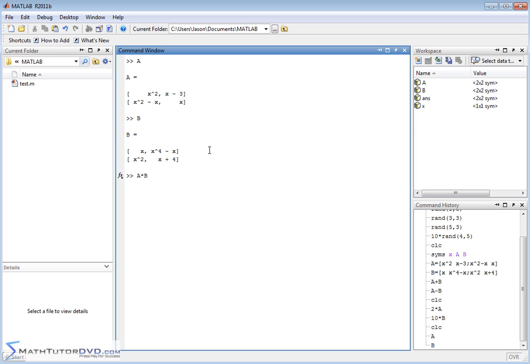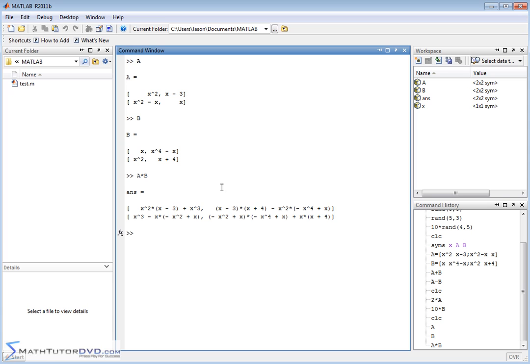I can multiply these together, and it's going to use the rules of matrix multiplication across and down, just like you typically would expect, to calculate a resulting matrix that looks something like this.